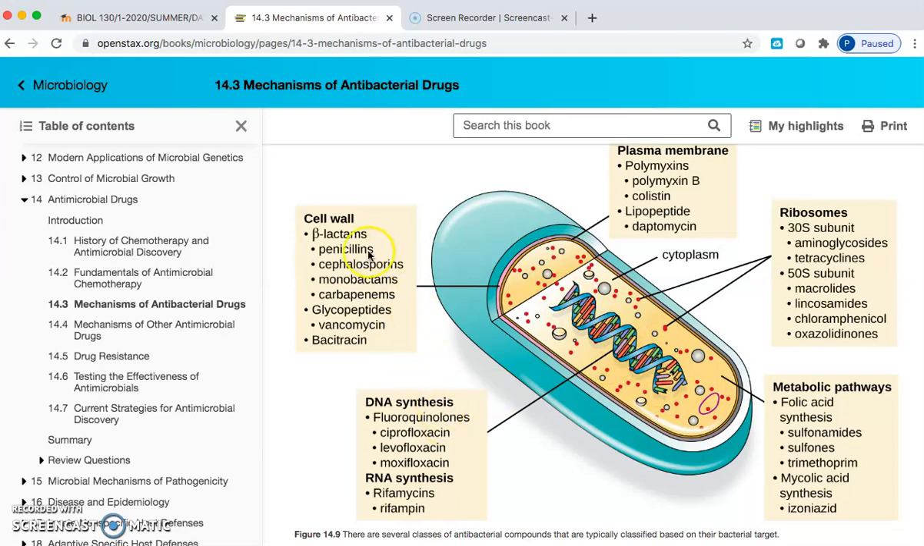So the big two groups that most antibiotics are messing with are the cell wall and the ribosomes. Smaller groups for these other three, and those are the 5 major modes of action.